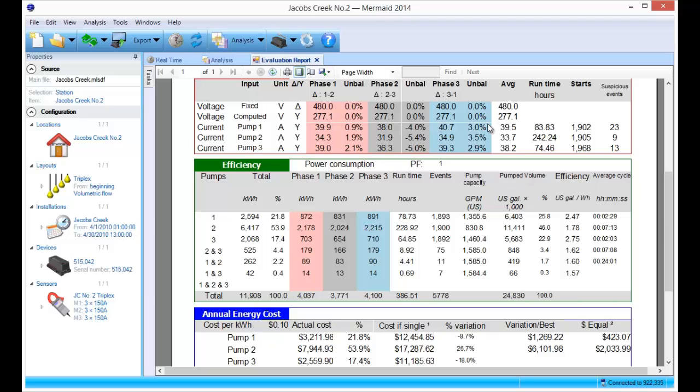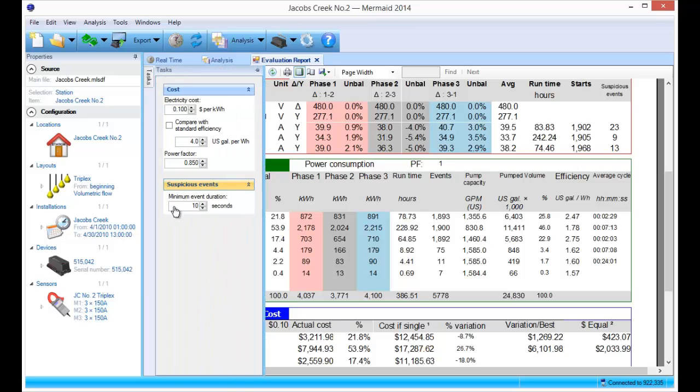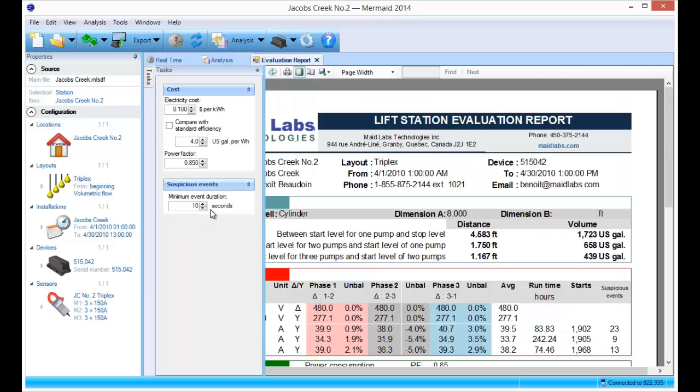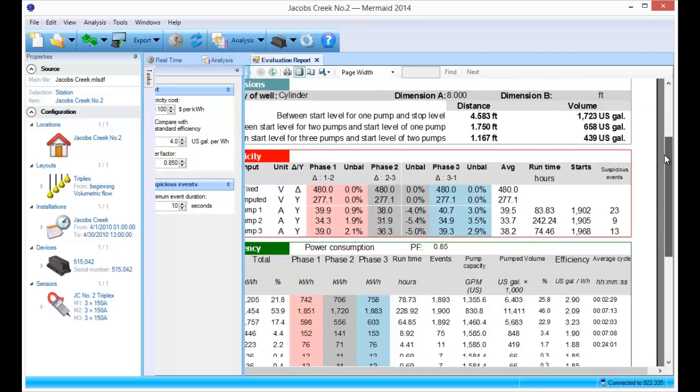If you're using multiple current clamps, then you can see how well balanced they are. That's the case if data comes from a MerMaid, but not if it comes from a VolCalc. You have the run times during the period of the study, the number of starts we had, and the number of suspicious events that were detected for that period of time. We expect that an event shorter than 10 seconds is abnormal, is suspicious, and that's what we see here.